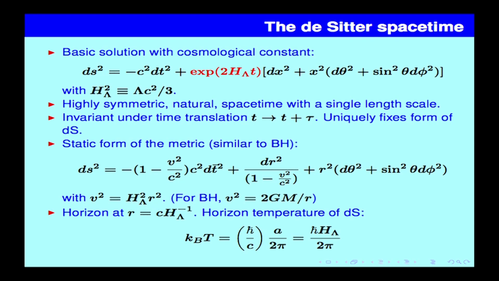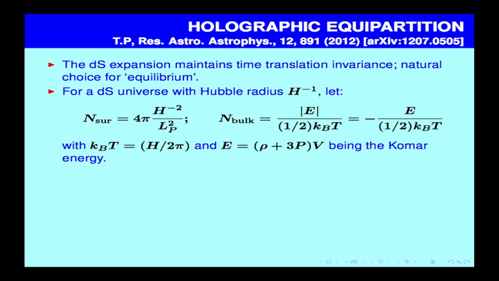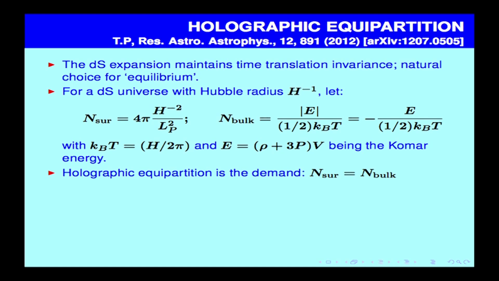So, you have a temperature associated with this de Sitter spacetime, and now I can play my game of holographic equipartition. So, for a universe, let us take a Hubble radius H inverse and then define this N surface, and you define your N bulk, and then this E is the so-called Komar energy, which is rho plus 3p, and so its magnitude, this N we want to be positive, so I put it as minus E over half kT. Then you say that it should maintain holographic equipartition.